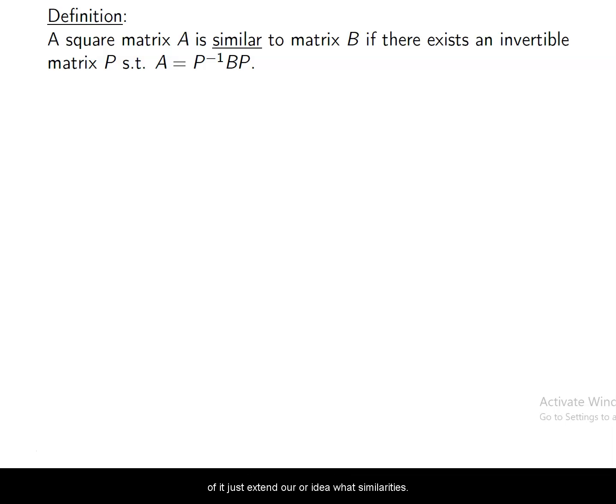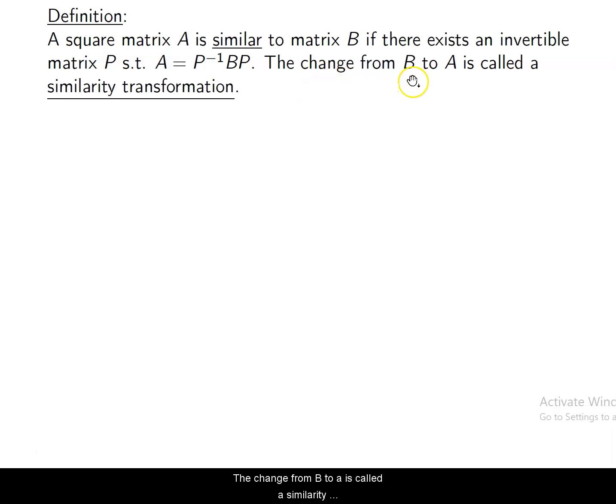So now let's extend our idea of what similarity is and talk about that a bit more. Our definition now is that a square matrix A is similar to matrix B if there exists an invertible matrix P such that A equals P inverse BP. So we've seen this already. The change from B to A is called a similarity transformation.